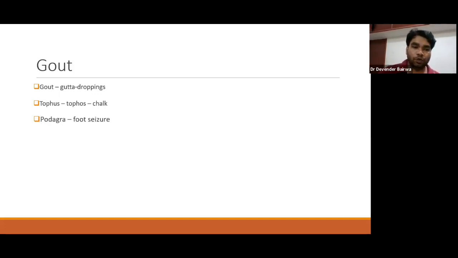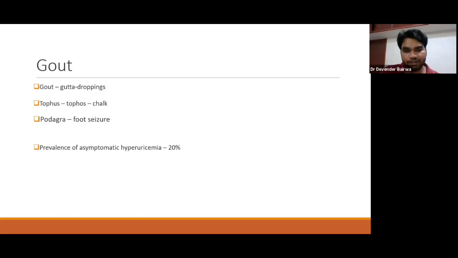And then you need to understand that gout of the first MTP is known as podagra. Podagra is an old literature term, and the meaning of podagra is foot seizure. This term has come because when these patients of gout have pain in their first MTP during acute gout, they will not be able to keep it calm. They'll keep moving it with fine movements because of pain, and that appears like a foot seizure. So that's how the term podagra has come.